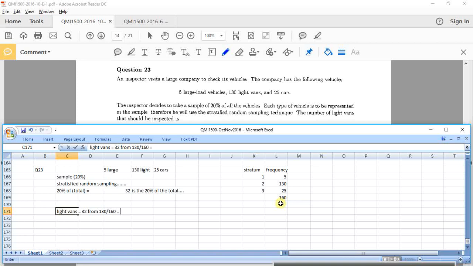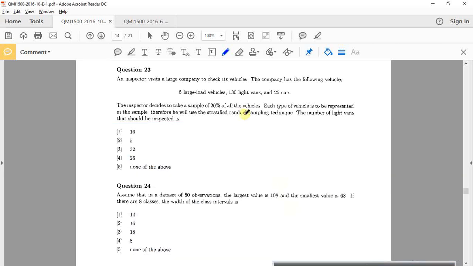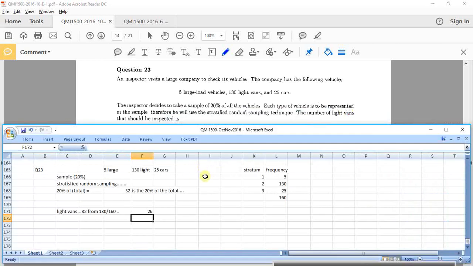Okay, so I'm just following the rules in your textbook. Okay, so 32 times 130 divided by 160 equals 26. Option 4. Okay, that's a tricky one. That's a tough one. Okay, I'll do it in another way, and it was a lot easier doing it my way, but I'm not sure if it's right.